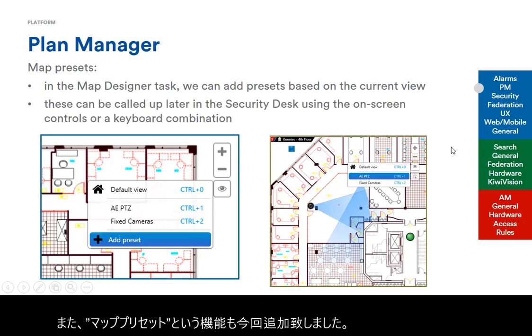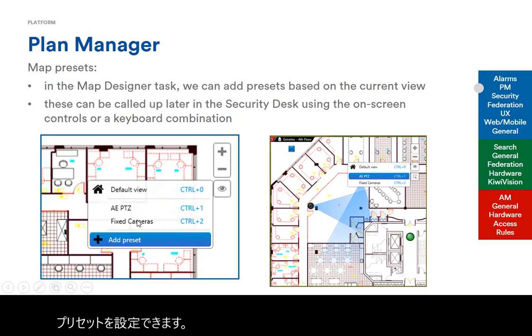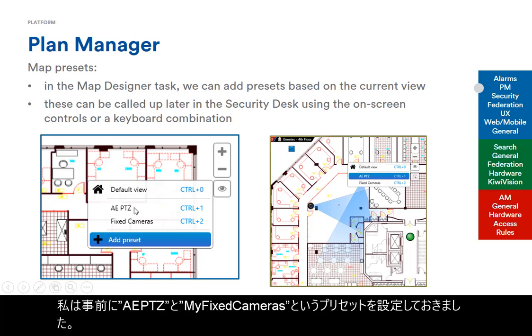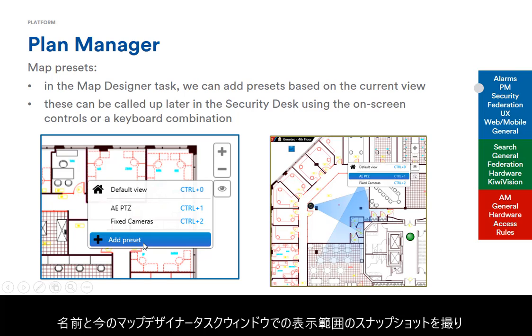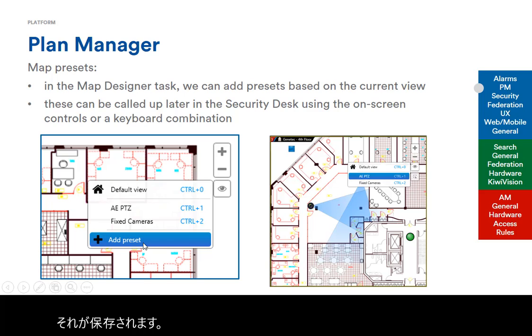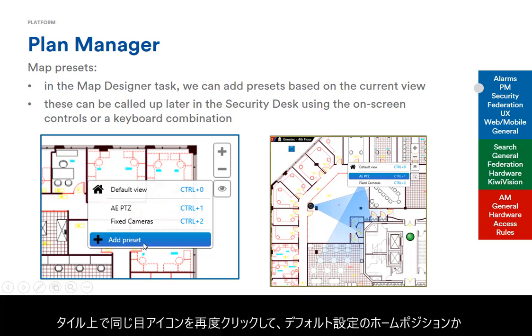As well, we've added map presets. So in the map designer task, we have a little eyeball icon here, and you can add presets to it. So I've added a few here, my AE PTZ, my fixed cameras, and I can click here and add another preset if I want to. And it's going to prompt me for the name, and it's going to take a snapshot of what I'm looking at currently in my map designer task window.